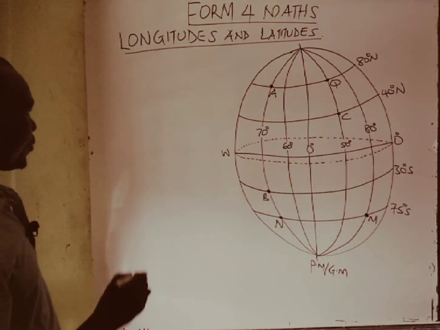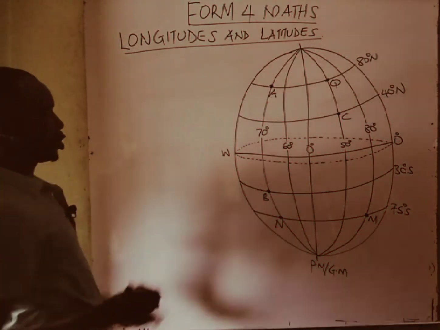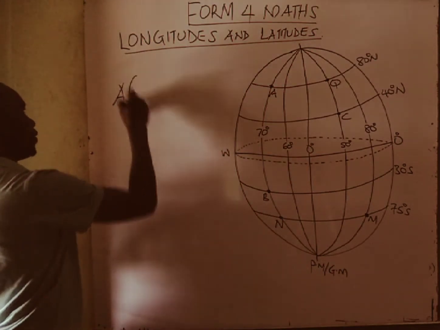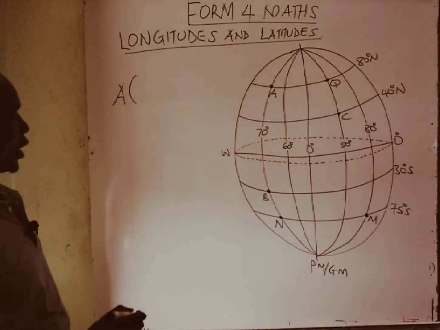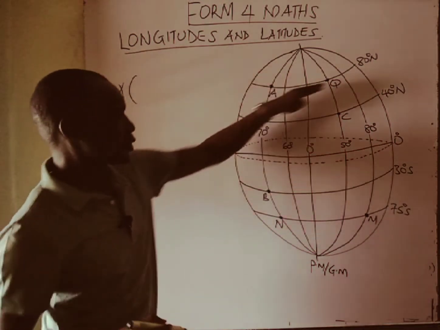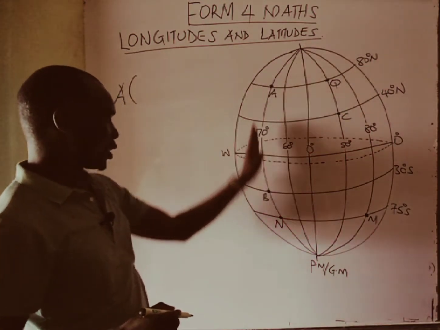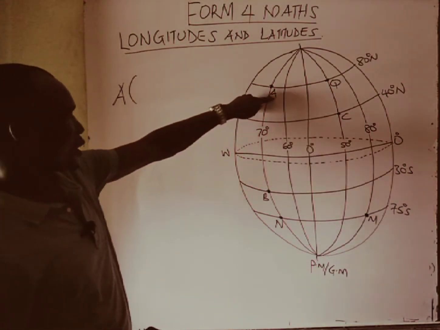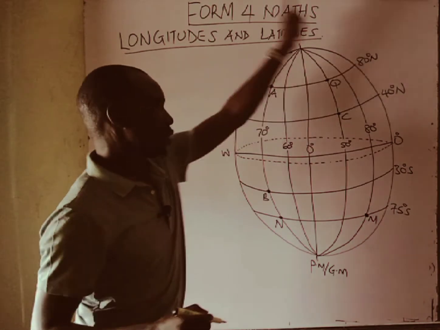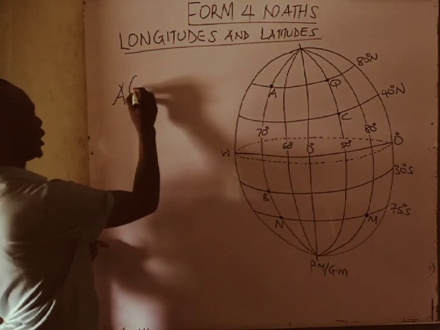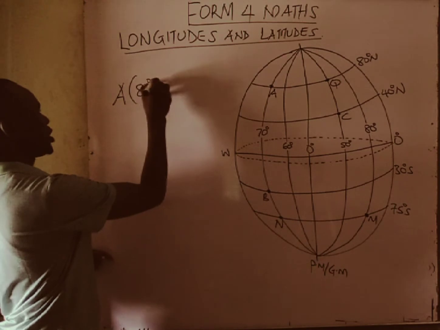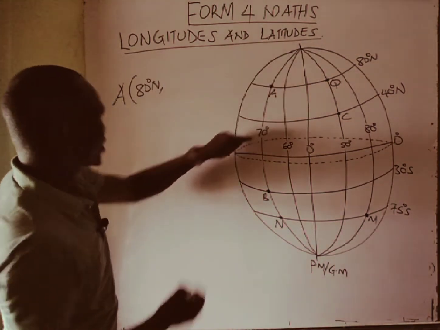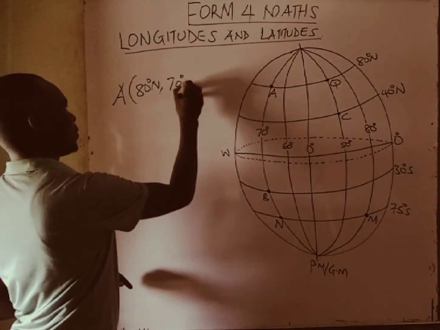And you are told, for example, to locate the position of point A on the Earth's surface. When we are locating the position of a point, we first start by identifying the latitude, and lastly, we identify the longitude where that particular point lies. So, point A lies 80 degrees north of the equator, that is 80 degrees north. Then the longitude of A is 70 degrees, but to the west.